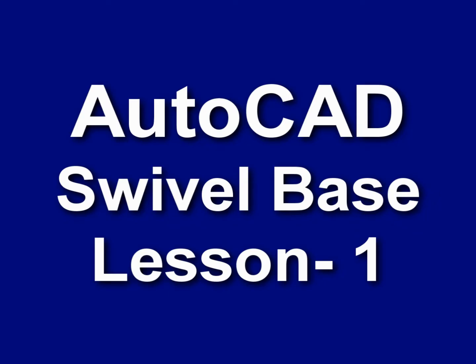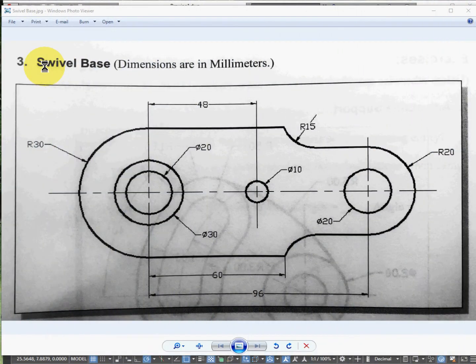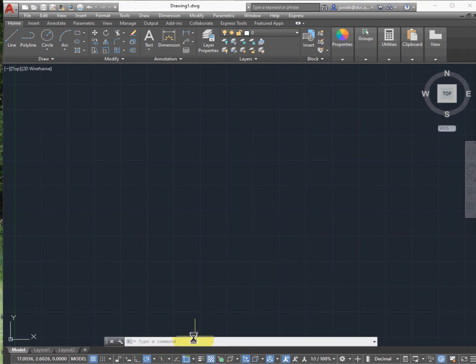In this lesson, we're going to be making the swivel base. So one of the first things you need to do is open up the document and notice that it's in millimeters. AutoCAD, my version anyway, is in imperial. So what I need to do is go in and open it up and type in startup in the command line below, and then press enter.